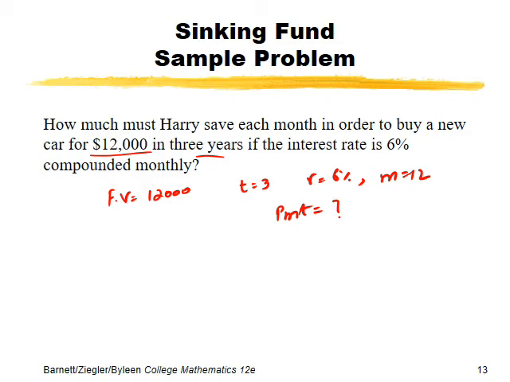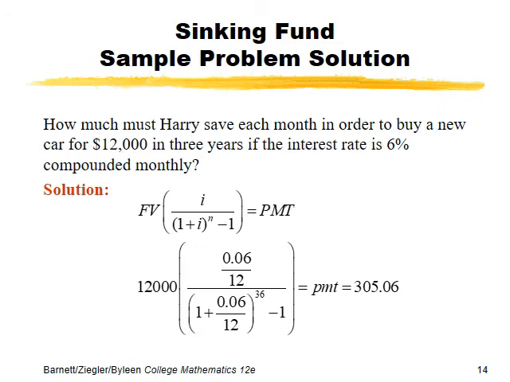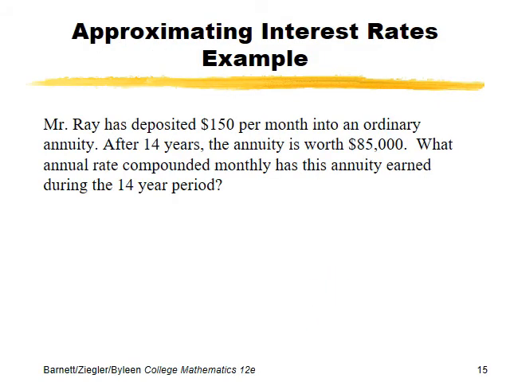So from here your interest will be I equals r by m. I is 6% over 12, which is 0.5%. Now you can substitute the values into the formula and you can get PMT. Okay. Here we solve one more example.